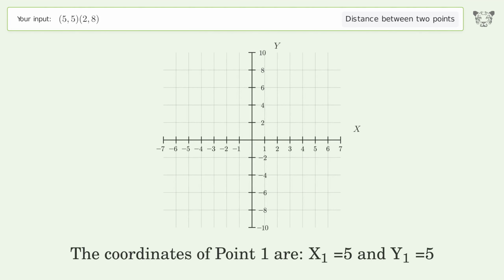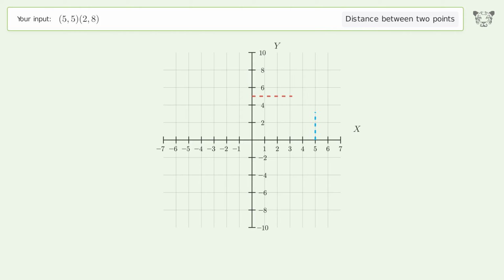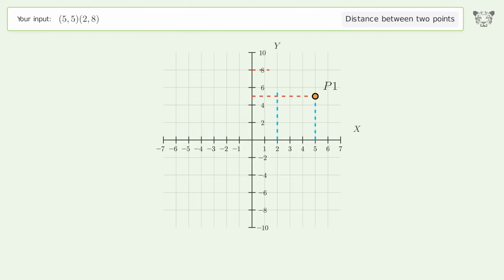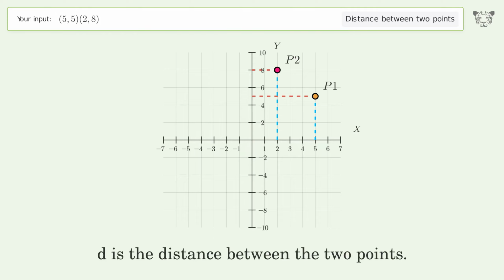The coordinates of point 1 are x1 equals 5 and y1 equals 5. The coordinates of point 2 are x2 equals 2 and y2 equals 8. D is the distance between the 2 points.